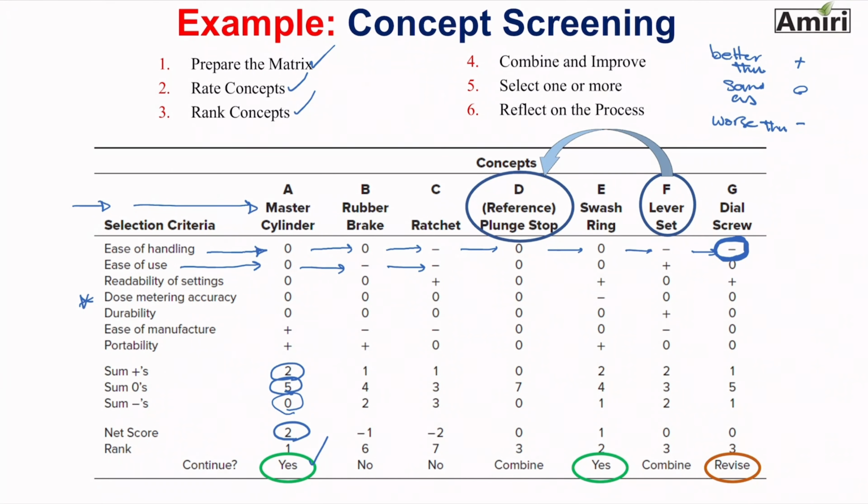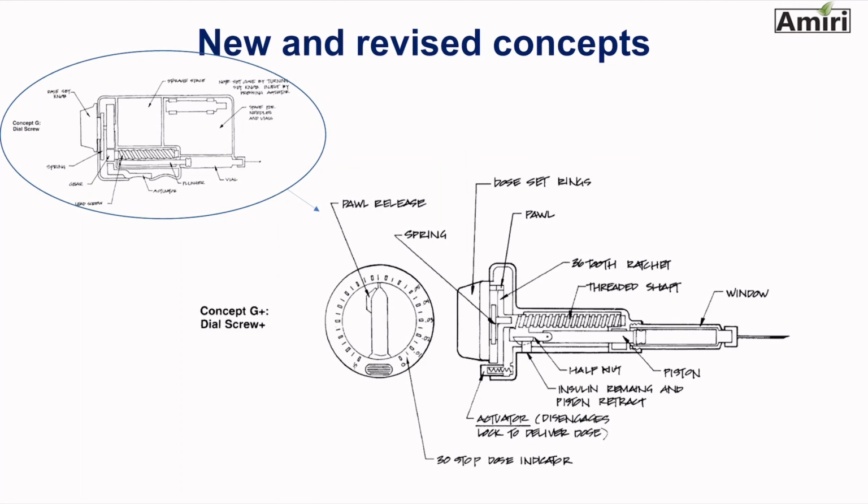So we had 1, 2, 3, 4. So 4 concepts were selected as a result here, and 2 of those 4 are newly revised and formed concepts. So here's the first one, concept G, where, as you can see, ease of handling was one of the negative aspects of that concept. It was too big, too bulky, and they revised it to make it a little bit easier to handle the device.